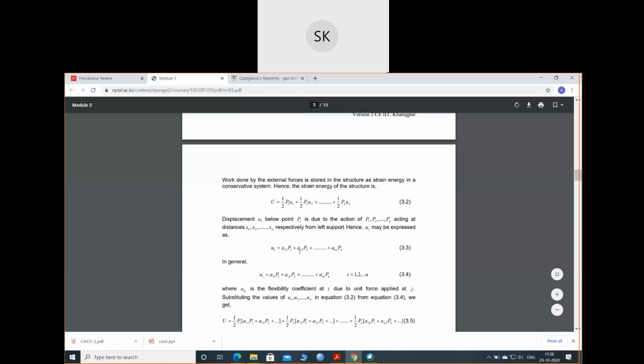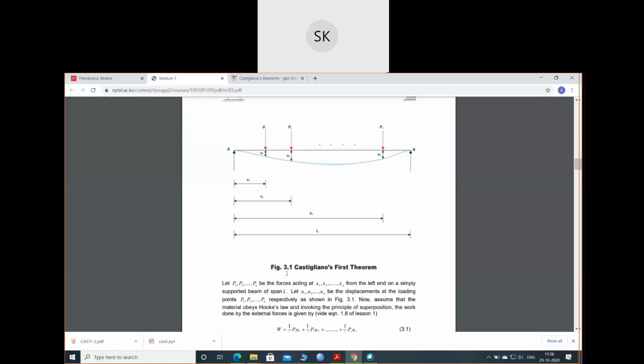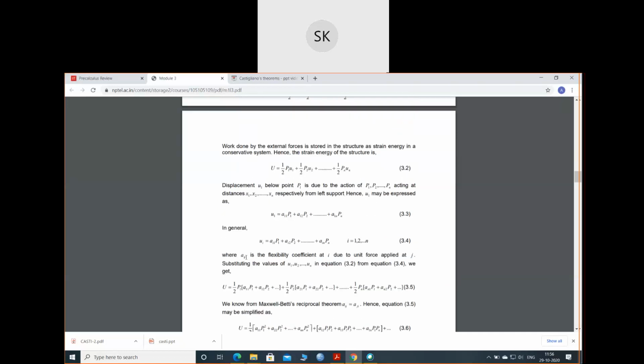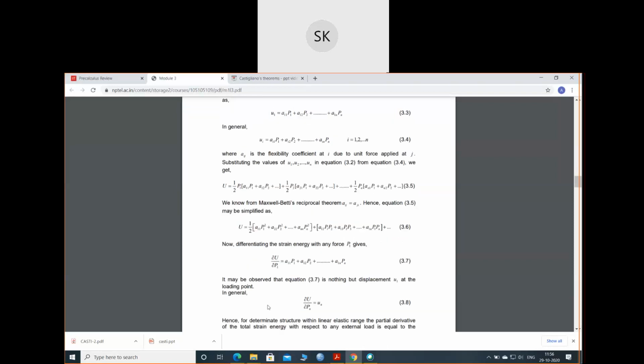U1 can be expressed as A11 P1 plus A12 P2 plus A1n Pn. Or in general you can write like this, where Aij is the flexibility coefficient in i due to unit force applied at j. When you solve this, you will get the final.